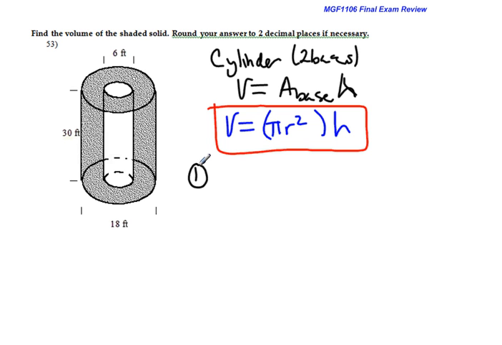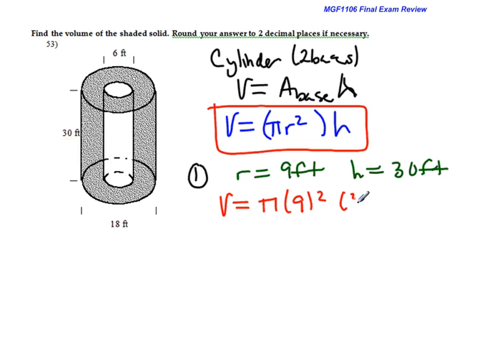So number one, we're going to use the outside cylinder. First things first, we need to be careful. The outside cylinder that we have here, the diameter is 18, so my radius will be 9 feet. My height of the cylinder is 30 feet. So I'm now going to plug it into my formula. Let my calculator simplify for me.